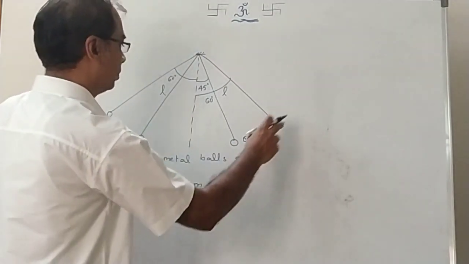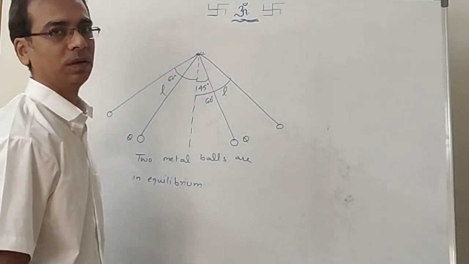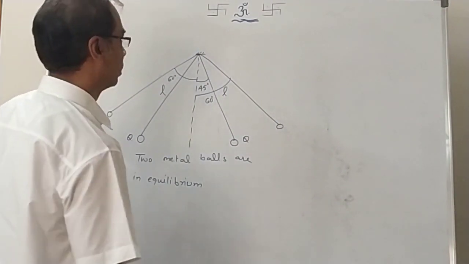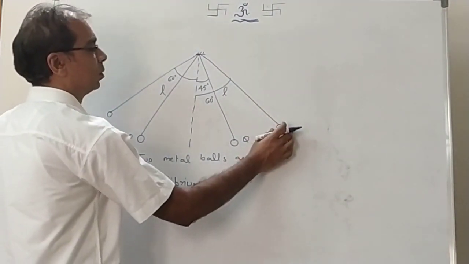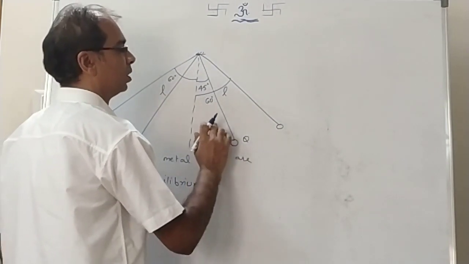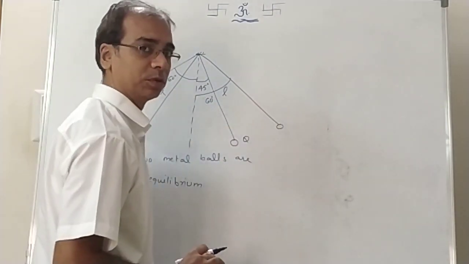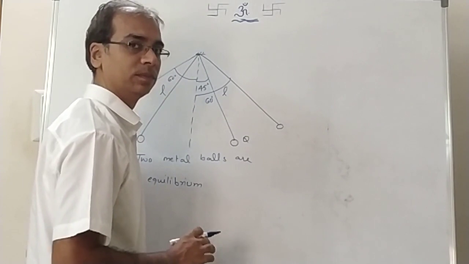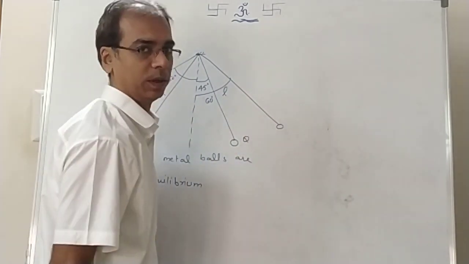The balls will come back to the equilibrium position. We know it, because they are similar to a simple pendulum. At 45 degrees they were in equilibrium. You have displaced them from that position, so it will come back to the equilibrium position.